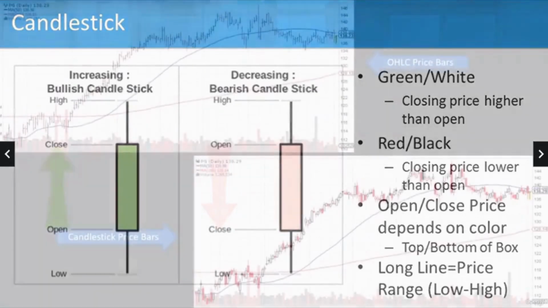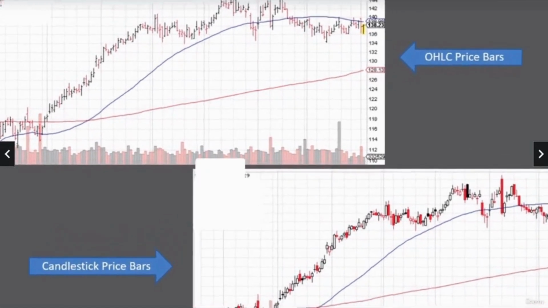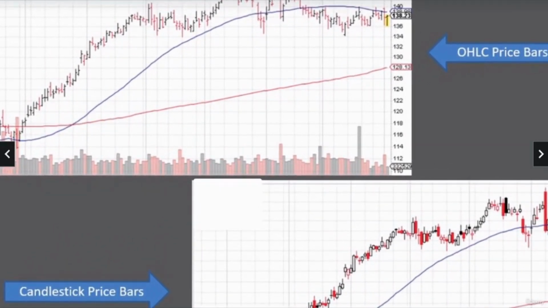As far as the price ranges, here's an example of the same exact security. It shows you the same period, what it would look like with open, high, low, close bars versus, let's say, candlestick bars. You can see they look similar, but they also look different, and as far as what you can get from them, one thing with candlestick bars is there are things that can be indicated. They give you more information within a pattern or the shape of the candle itself.